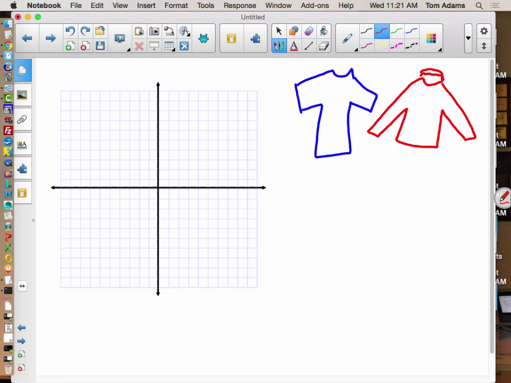All right. So now, let's list some information. This shirt, let's list some things. It takes 10 minutes to make. The cost to make this thing is $4. And I want to make a profit of $6.